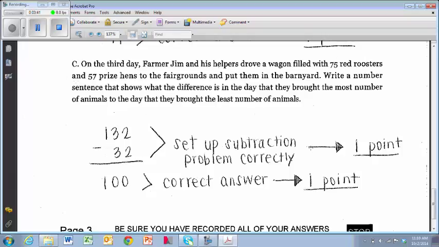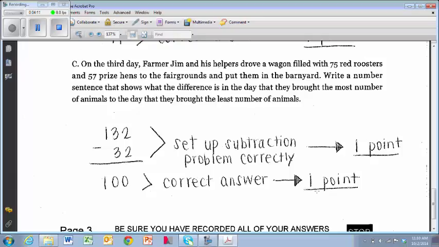That setup would get them 1 point, and then having the correct answer, which is 100, would also have them receive a point. If they set it up correctly, but they have the numbers wrong in here from doing it incorrectly previously, they would still get the 1 point for setting it up, but they would get 0 points for the correct answer.